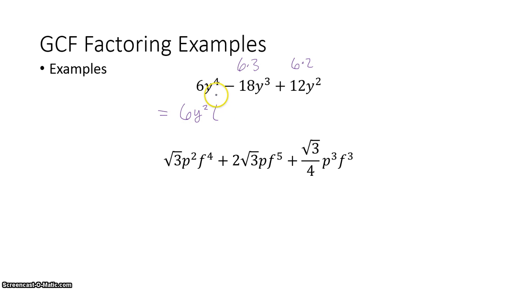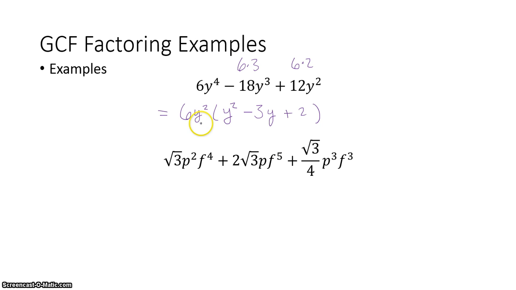Now when I factor 6y squared off of 6y to the fourth, I'm left with y squared. When I factor 6y squared off of negative 18y cubed, I'm left with, well, I factored a 6 out, so I have a 3 left, and I'm left with 1y. Similarly, I'm left with 2 at the end because I factored out that y squared.